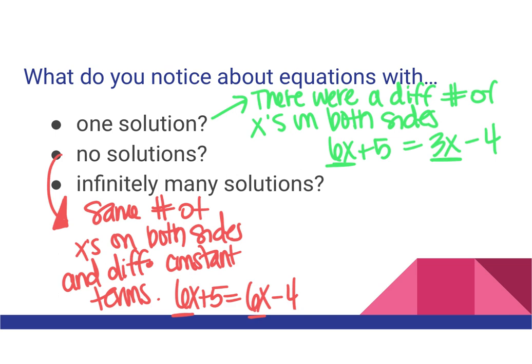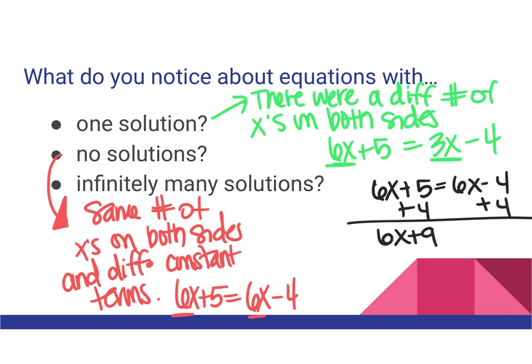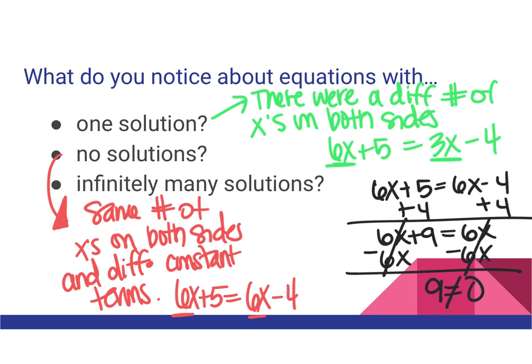So let's look at why it would be no solution. If I have 6x plus 5 is equal to 6x minus 4, well, when I combine my like terms, let's say I add 4 to both sides. So now I have 6x plus 9 is equal to 6x. And I continue to combine my like terms because remember, the point is to get your variable on one side and what it equals on the other. Well, now I have 9 is equal to 0, which is not true. 9 is never equal to 0, okay? So when we have the same coefficient on both sides of the equation, and different constant terms, this is going to be a no solution situation, okay?